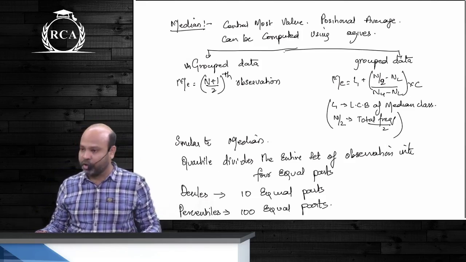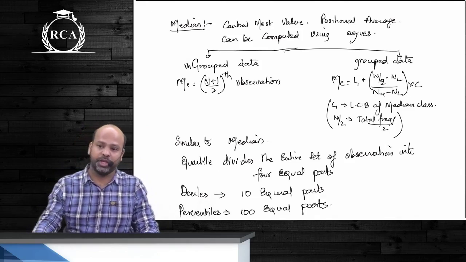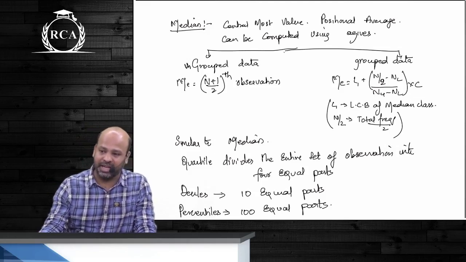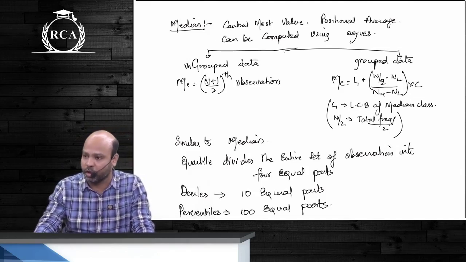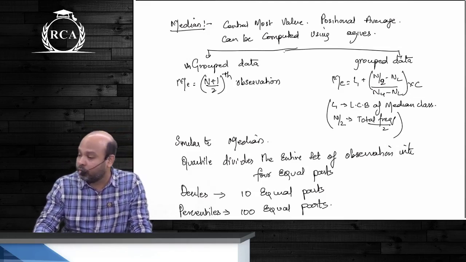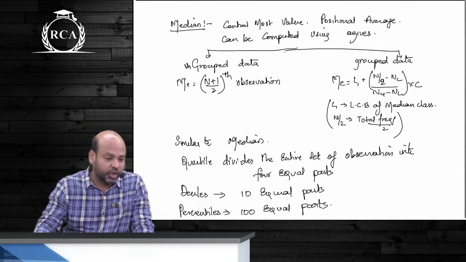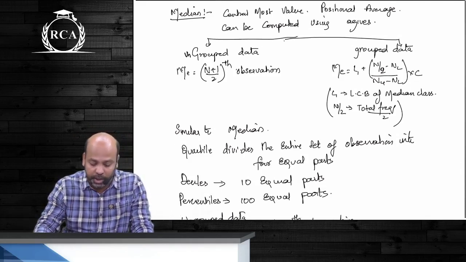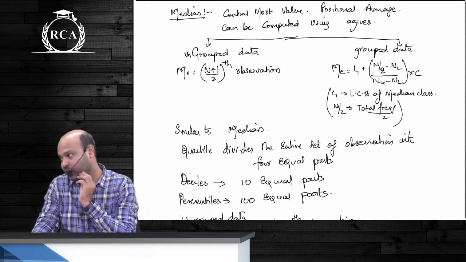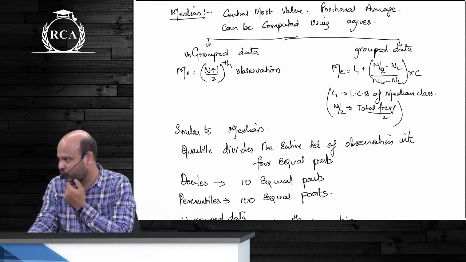So that itself will be your median. In case you have an even number of observations, you will have two middle values. An average of those two middle values will become your median. Alternatively, you can also write the position of median is equal to (n+1)/2, and whatever observation occurs at (n+1)/2 itself will be your median.